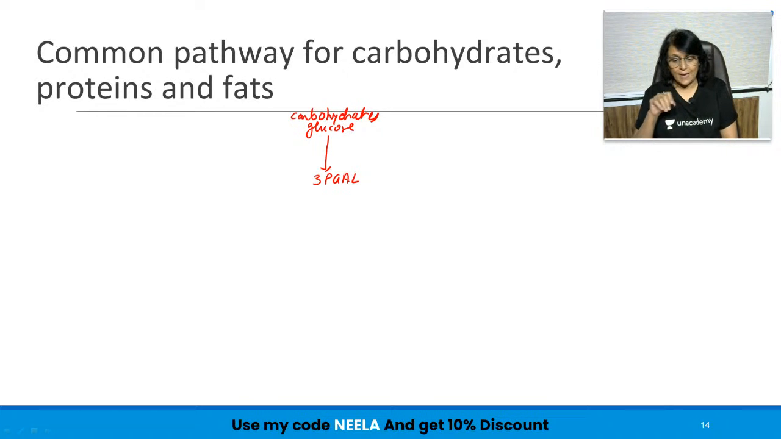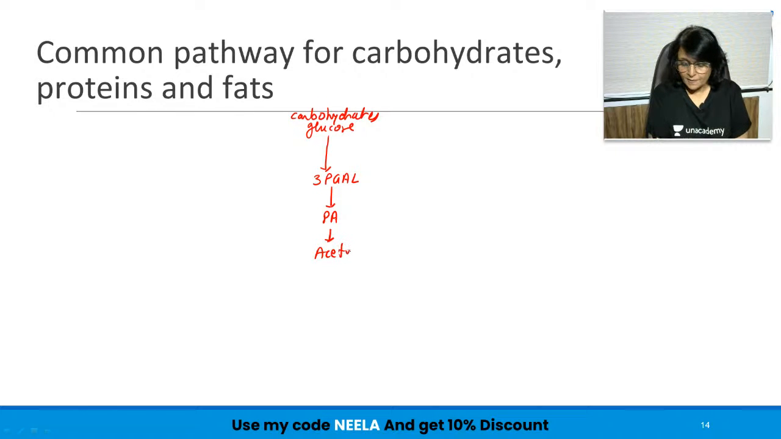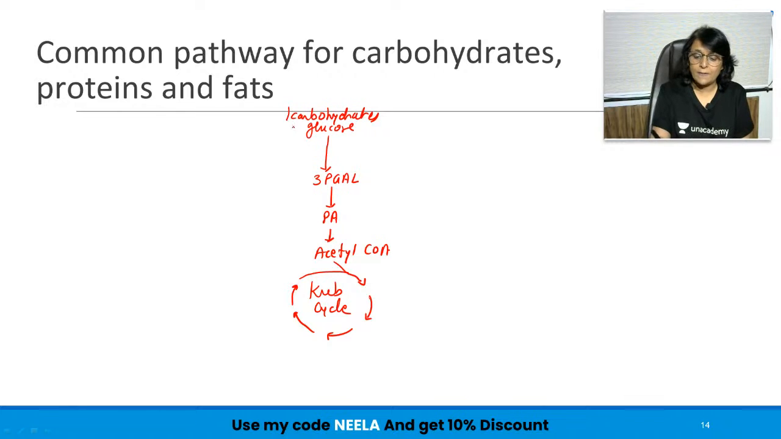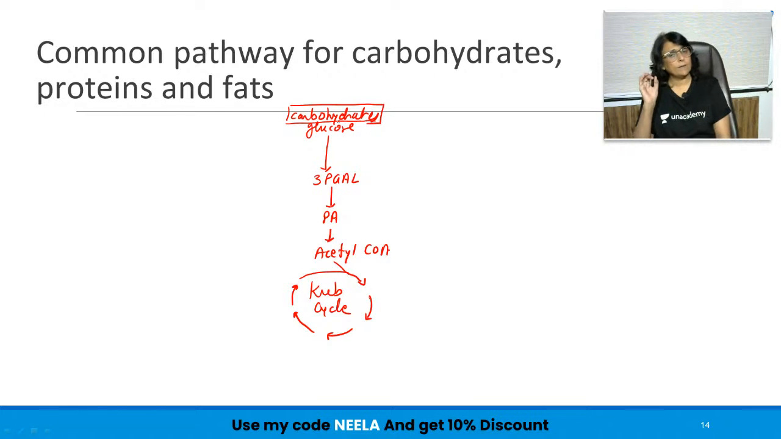3-PGAL is formed, 3-phosphoglyceraldehyde. Where is this formed? As a result of the first part of glycolysis: glucose, glucose 6-phosphate, fructose 6-phosphate, fructose 1,6-biphosphate, then it dissociates and you have these two molecules, dihydroxyacetone phosphate and 3-PGAL. Then we will write pyruvic acid. Pyruvic acid changes into acetyl coenzyme A, and this acetyl coenzyme A then participates in Krebs cycle, right? This part we have already studied and are very well aware of. So this is what happens in carbohydrate metabolism.